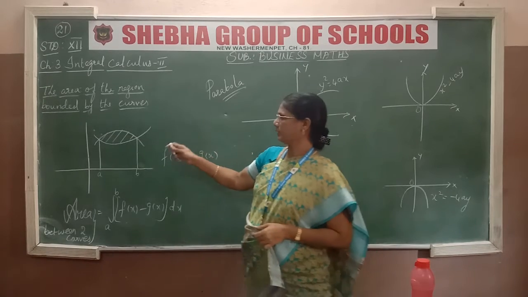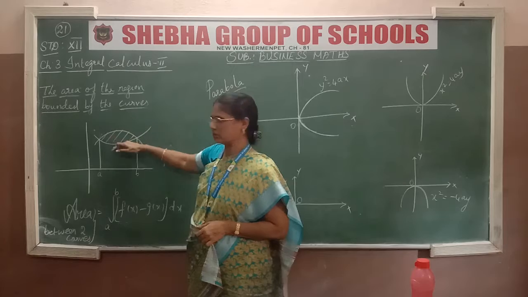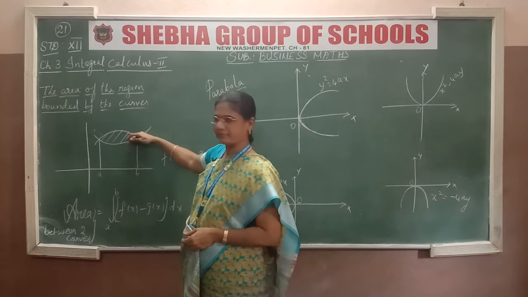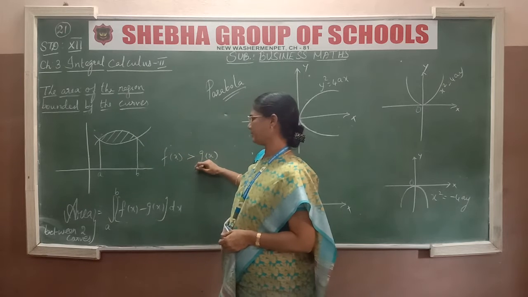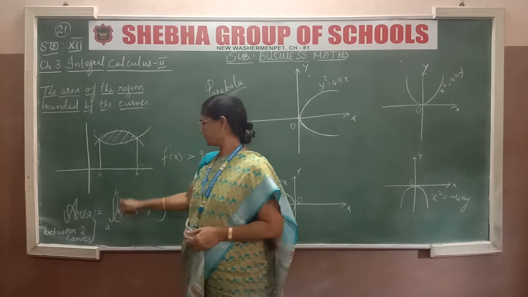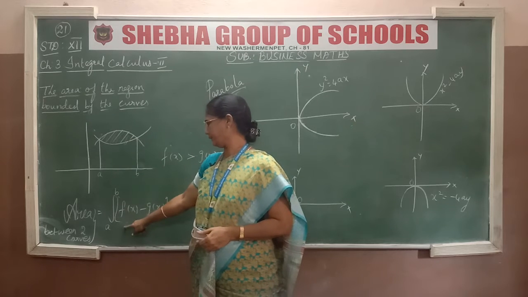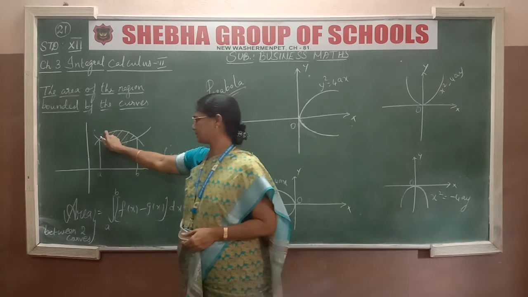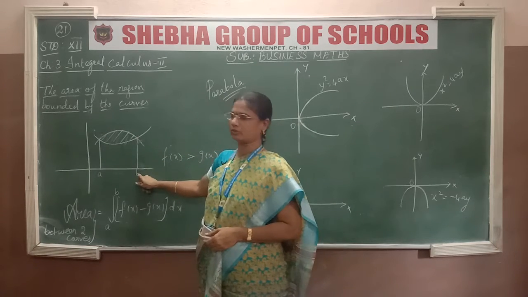The next one is the area between 2 curves. This is our f of x and this is our g of x, and f of x is greater than g of x. In this case the area between 2 curves, the shaded portion, is equal to integral a to b of f of x minus g of x into dx. Our limits are same, x equal to a and x equal to b.